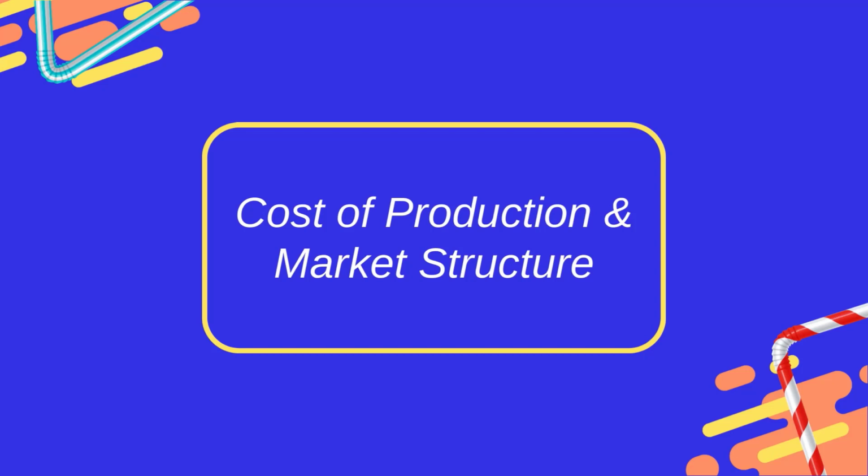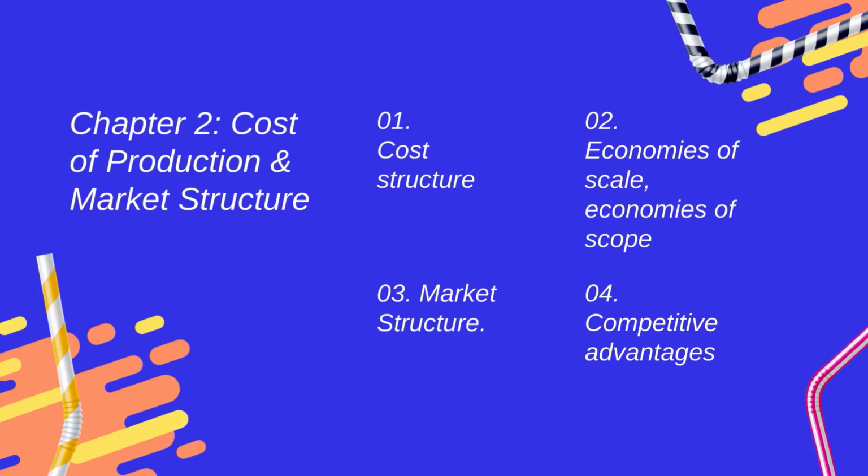So the second chapter is the cost of production and the market structure. It has four parts. Part one is about the cost structure. Part two is about the economies of scale and the economies of scope. Part three is the market structure, and part four is the competitive advantage.